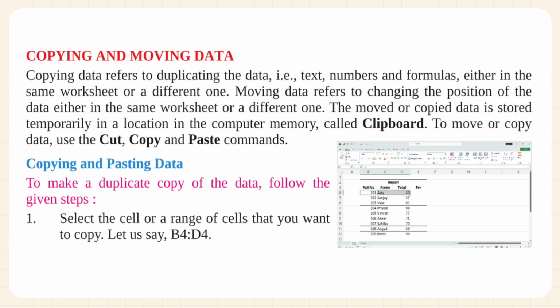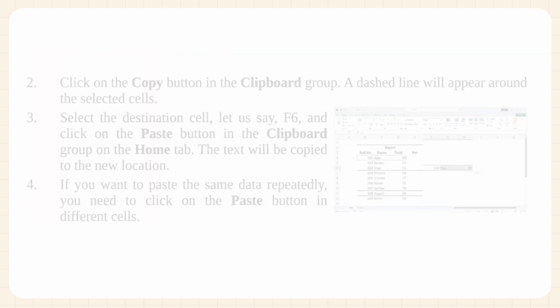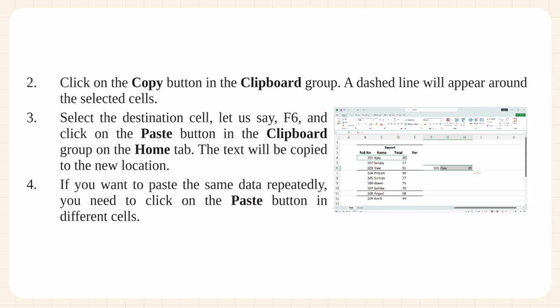Copying and pasting data. To make a duplicate copy of the data, follow the given steps. 1. Select the cell or a range of cells that you want to copy. Let us say B4, D4. 2. Click on the Copy button in the Clipboard group. A dashed line will appear around the selected cells. 3. Select the destination cell, let us say F6, and click on the Paste button in the Clipboard group on the Home tab. The text will be copied to the new location. 4. If you want to paste the same data repeatedly, you need to click on the Paste button in different cells.